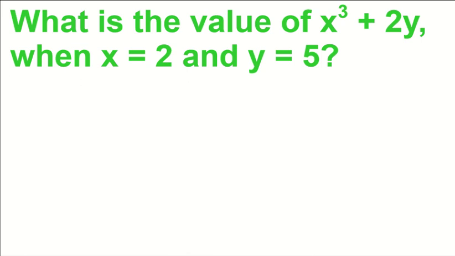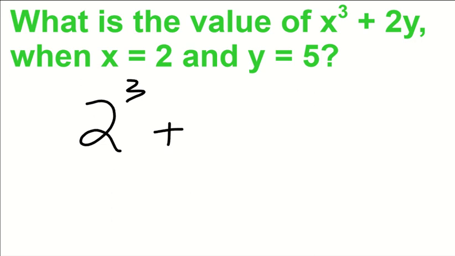All right, Bobby, what'd you get? No? 18 is correct. All right, x equals 2. So instead of x to the third power, we got 2 to the third power.